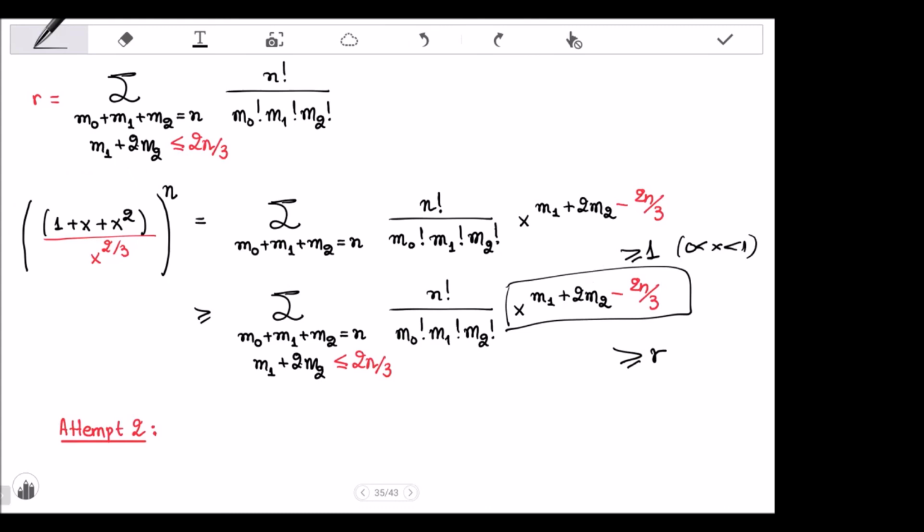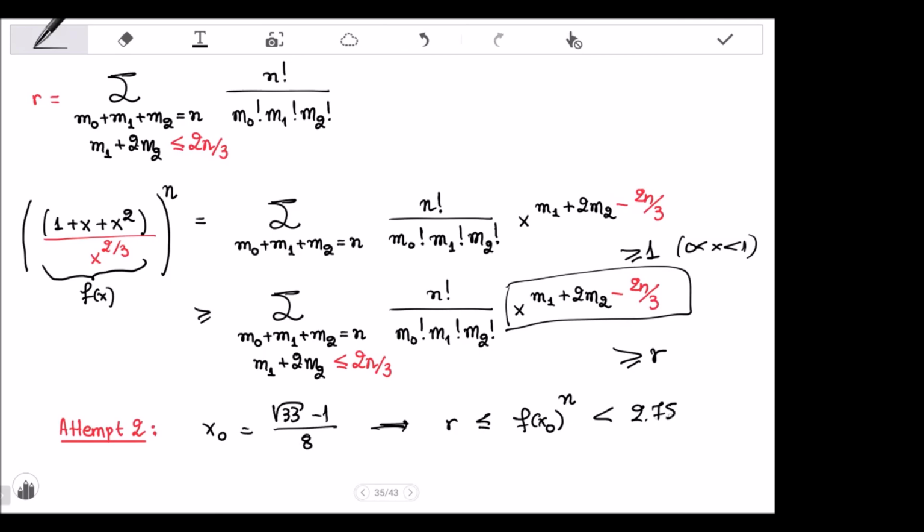I just minimize it. Here is a quantity f of x inside the power n. So minimize f of x. It's minimized for x naught equal to root 33 minus 1 over 8. And therefore, R is at most f of x naught to the n, for this specific x naught. And if you calculate this, you get that this is smaller than 2.756 to the n. And that's it. It's just a calculation, it's very clever, but it has nothing to do with slice rank.